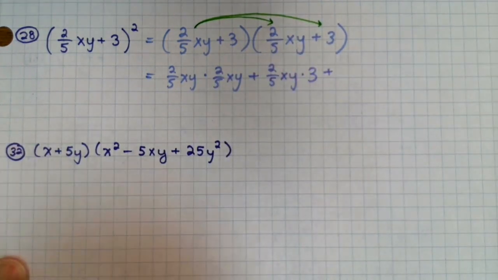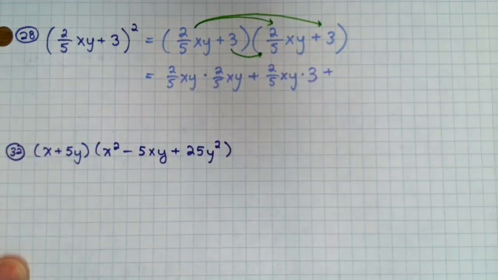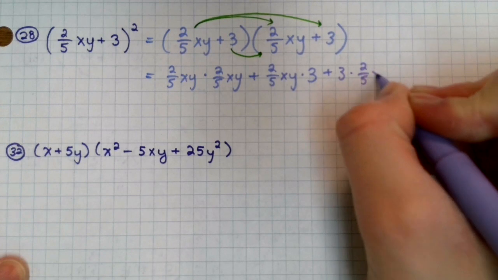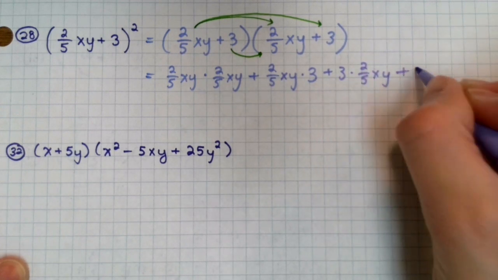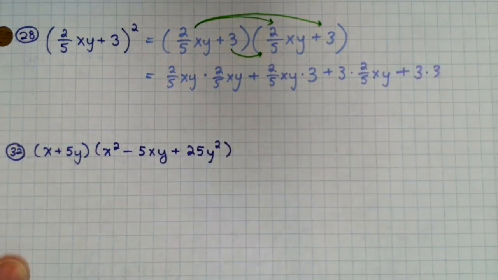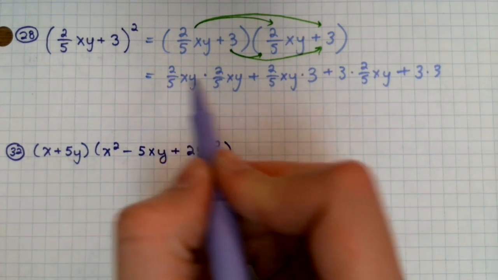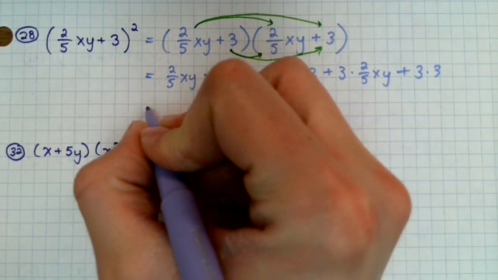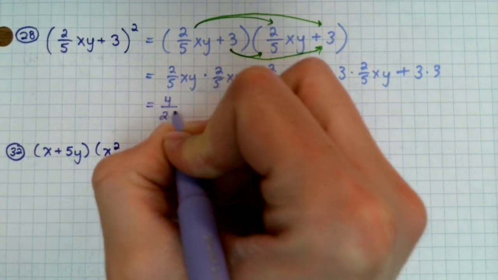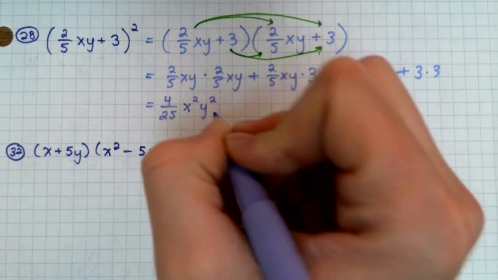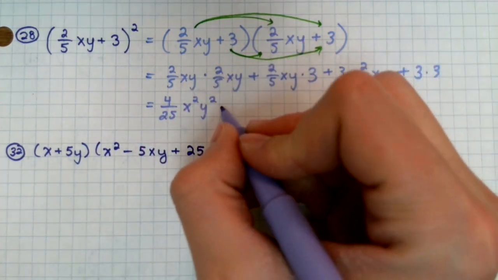to do 3 times everything, so 3 times the 2/5 xy, plus, and then the last is the 3 times 3. Finish drawing our arrow there. So now that we're at this point, we need to go through and again simplify this. So 2/5 times 2/5 will be 4/25. And then this is going to be x squared y squared, because x times x is x squared, y times y is y squared.